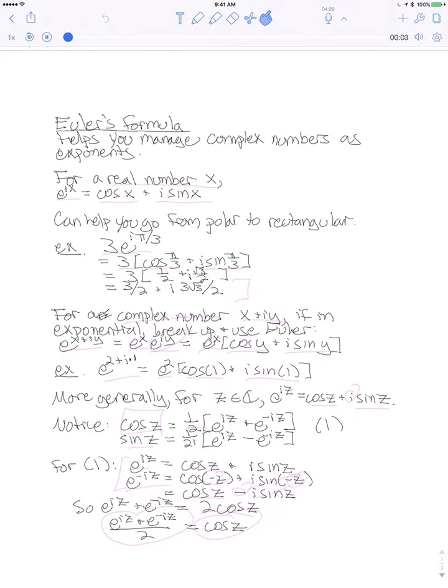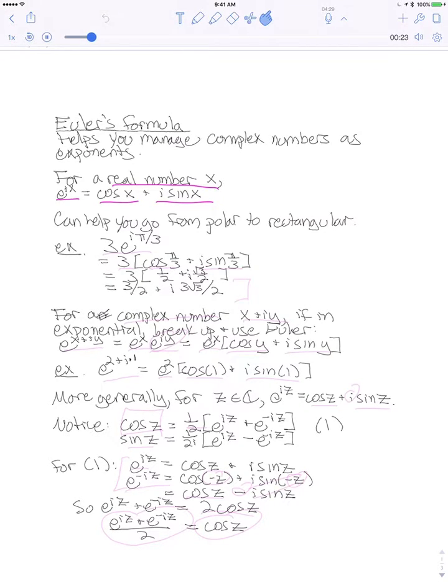This is all about Euler's formula, and the purpose of Euler's formula from a really practical viewpoint in this course is that it helps you manage complex numbers as exponents. Okay, so for a real number x, e to the ix equals cosine x plus i sine x. And there's various ways of proving it.